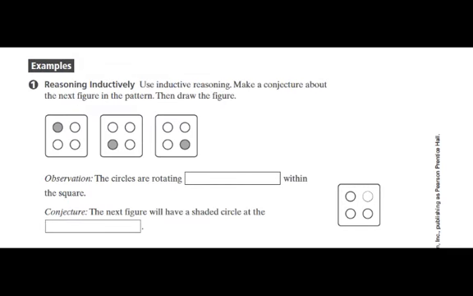Example 1. Reasoning inductively. Use inductive reasoning. Make a conjecture about the next figure in the pattern, then draw the figure. What you're doing is trying to find the patterns. So we're going to make an observation here. The circles are rotating counterclockwise within the square. So the next figure will have a shaded circle at the upper right-hand corner. Pause the video at this time if you need more time to finish the notes.